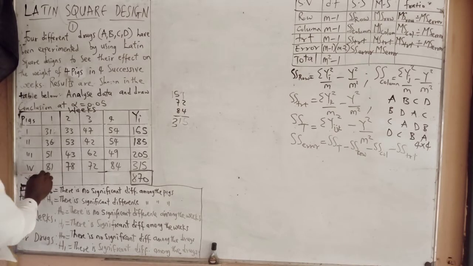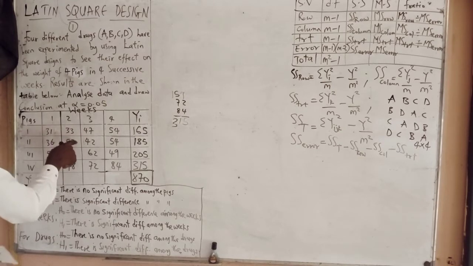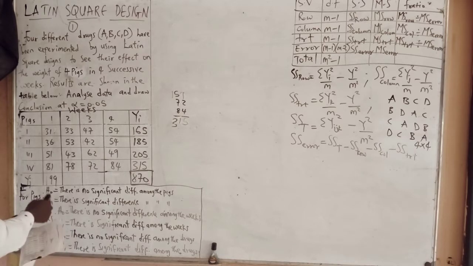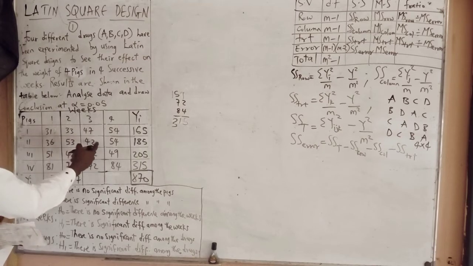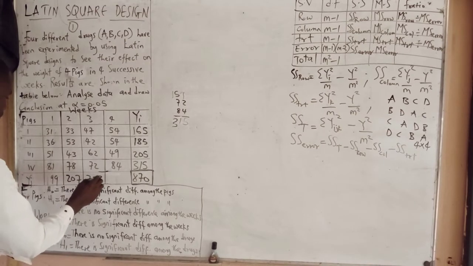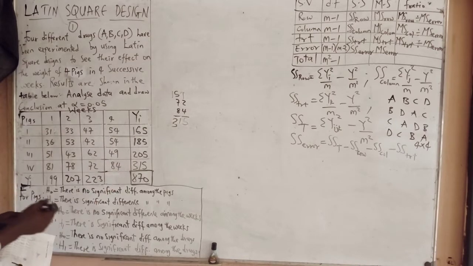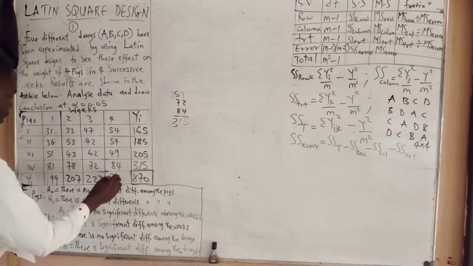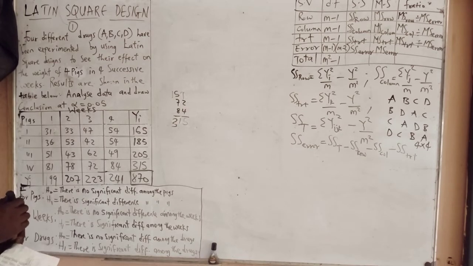Then you come to this side, you say 31 plus 36 plus 51 plus 81. If you add them up, it will give you 199. Then 33 plus 53 plus 43 plus 78. If you add them up, it will give you 207. Then if you add 47, 42, 62, 72, it will give you 223. Then 54 plus 54 plus 49 plus 84. That will give us 241. So we have gotten a total for J and total for I.